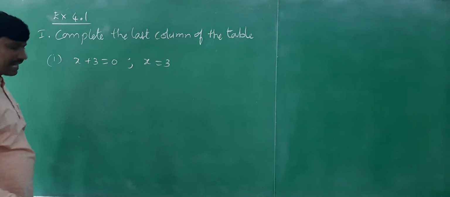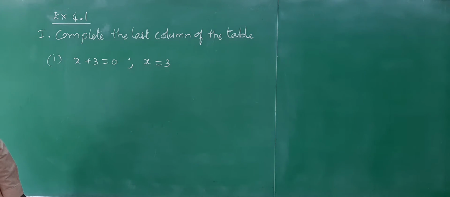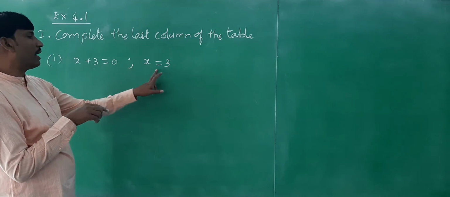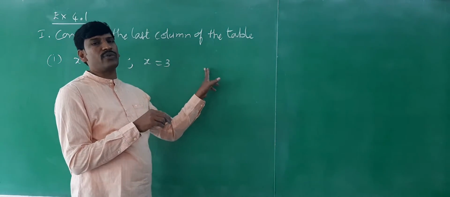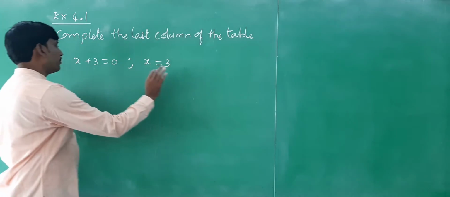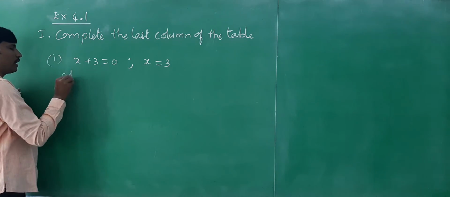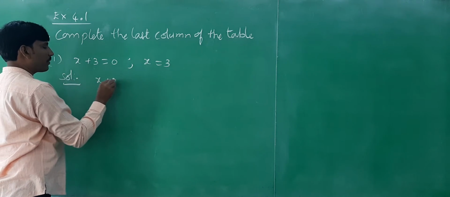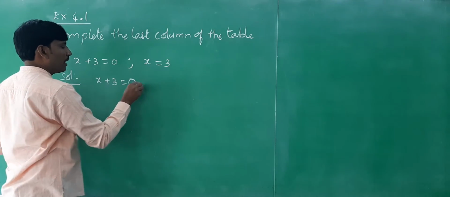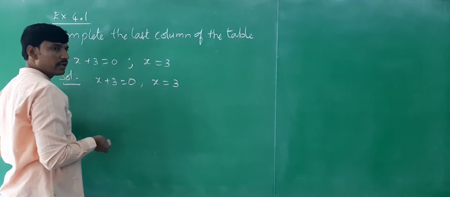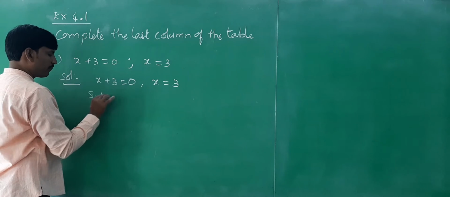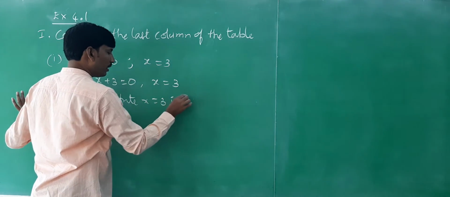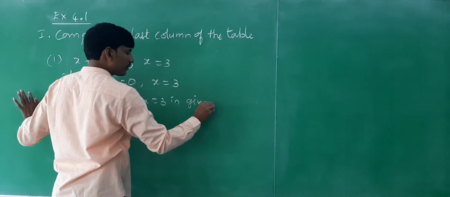First one is x plus 3 is equal to 0, where x is equal to 3. The given equation is x plus 3 equal to 0, and the value of the variable x is 3. Whether it is satisfied or not, we need to find out. That means we need to substitute x equal to 3 directly in the place of x in the given equation.